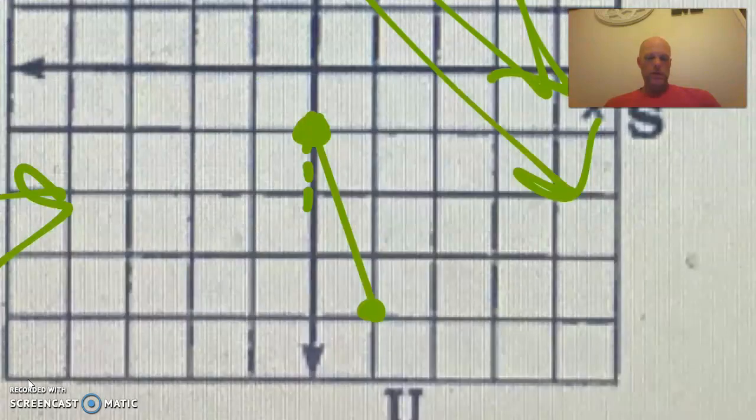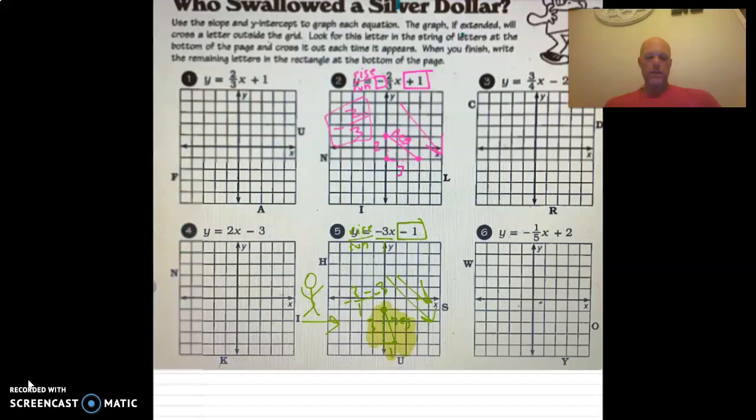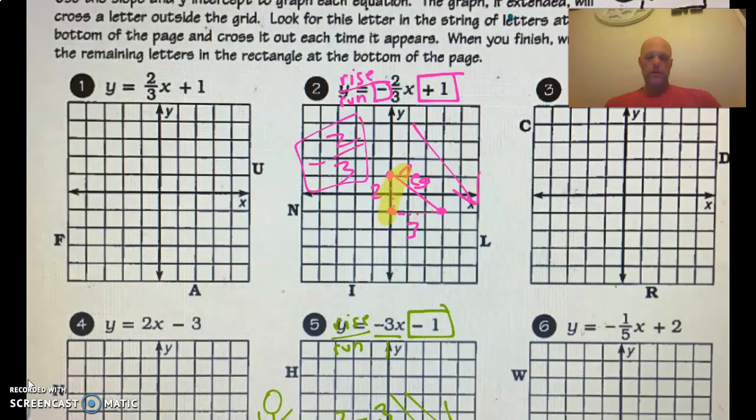And then we can check it by doing that. How tall is it? 1, 2, 3. How long? 1. And it is a negative. It is going down, so it would be -3 over 1, which just equals -3. Okay, so your actual answer for the problem is that right there. And for number 2 is that right there.